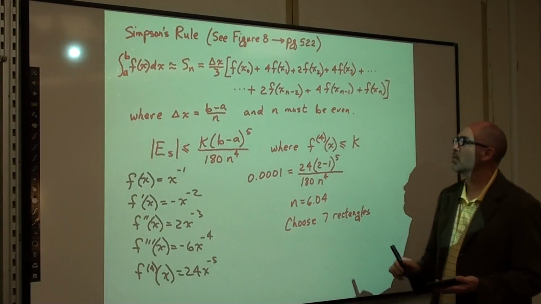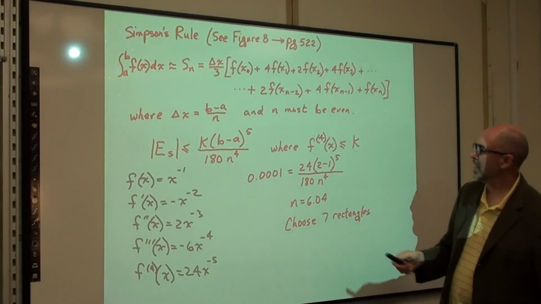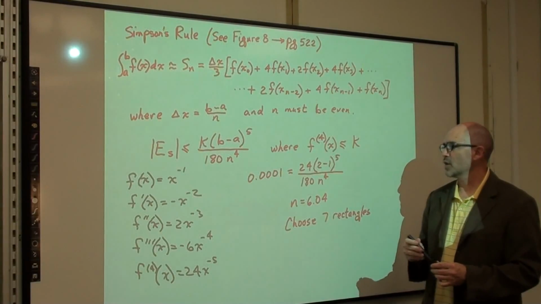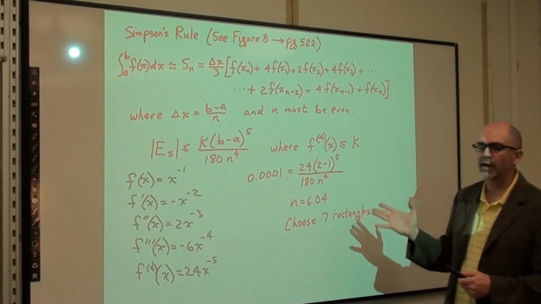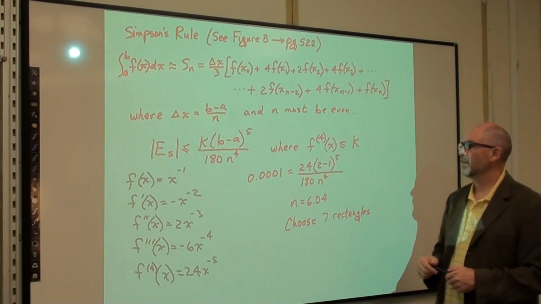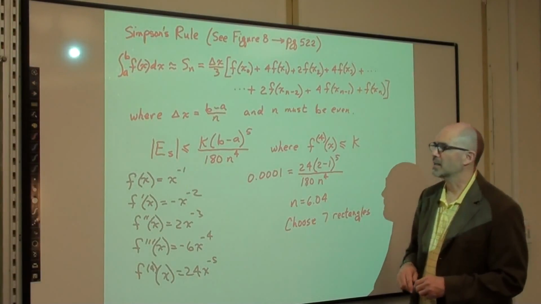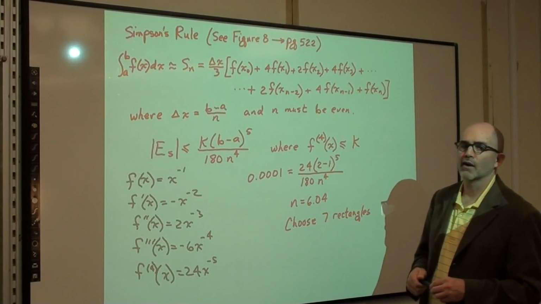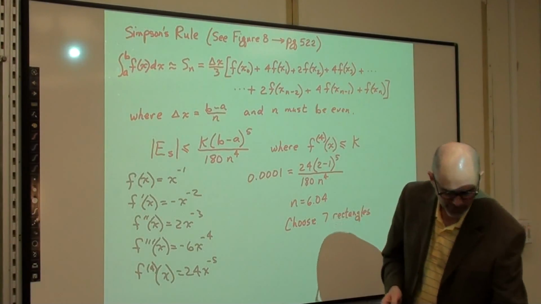So notice how much more accurate Simpson's method is, because we only need 7 rectangles for the same accuracy as it took us 28 or 29 and 41 rectangles in the other 2 methods. So that's basically it. Like I said, there's nothing difficult in this lesson except remembering your formulas. So have fun with these.